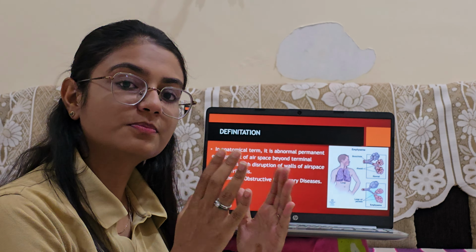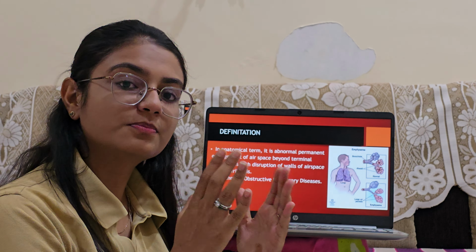Then for the management there are short-term goals and long-term goals. For the short-term goals, we would first reduce the dyspnea, then improve the breathing, then improve the chest expansion, then reduce the tightness and reduce breathlessness during ADLs. Now for the long-term goals, we would go for improved respiratory muscle strength and improved exercise tolerance or exercise capacity.